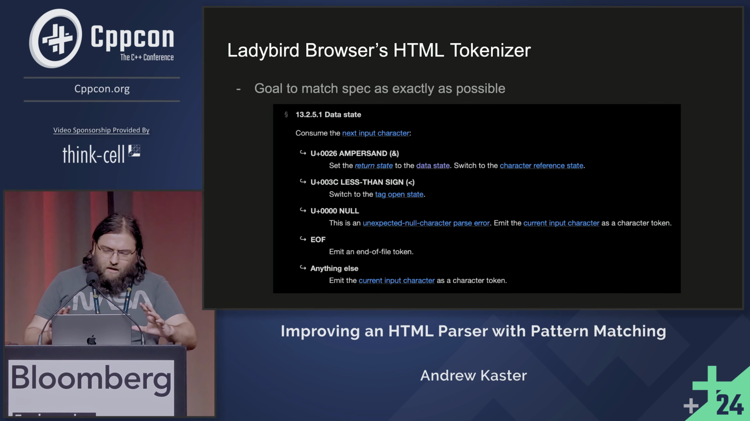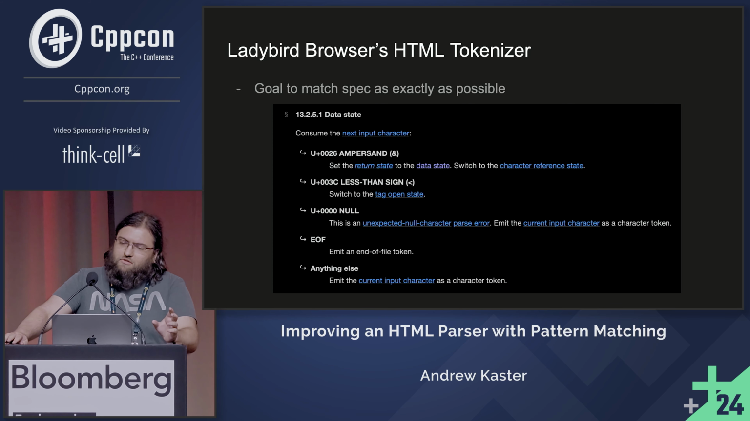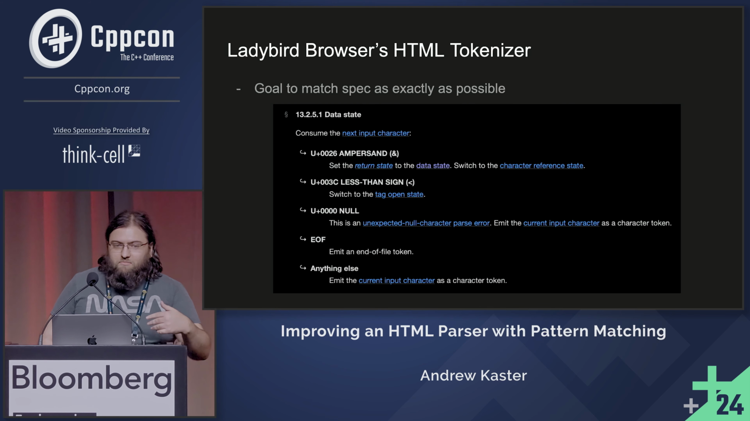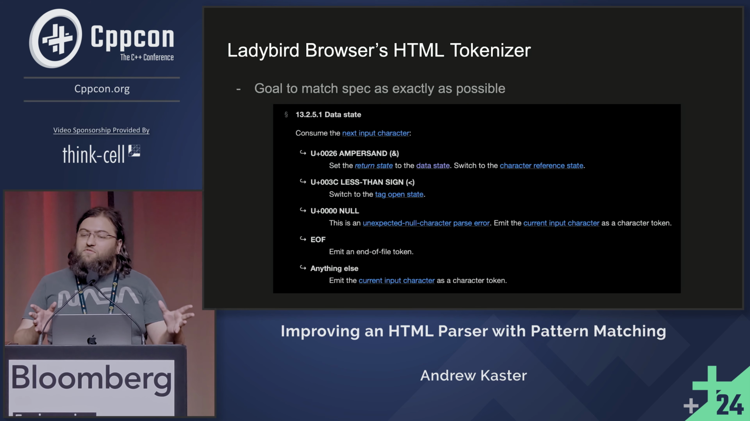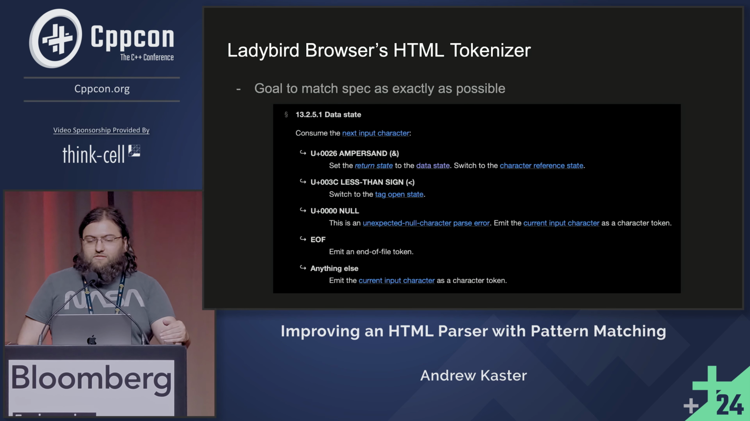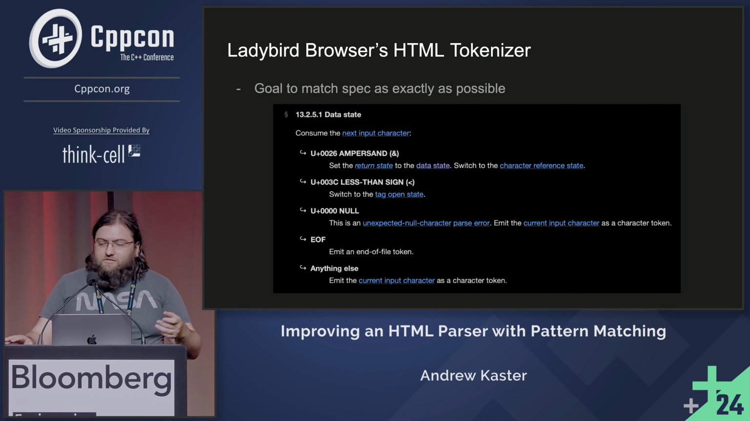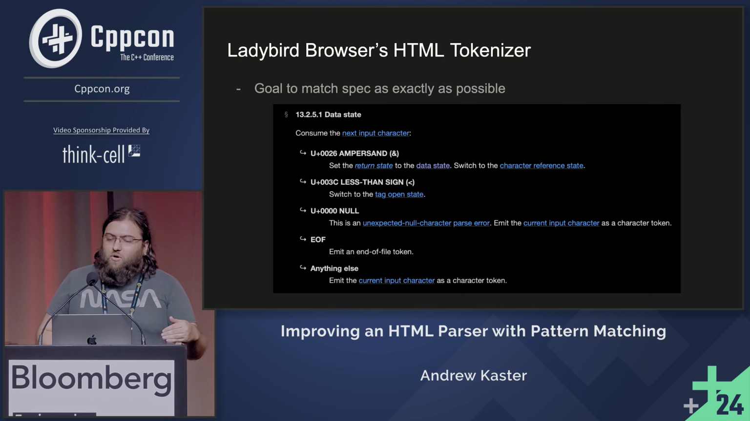But let's talk about Ladybird's HTML tokenizer. In Ladybird, our goal is to match the spec as closely as possible, because we're implementing the web specs from scratch. So we want to make sure that we're standards compliant. And this is the very first state, the data state. It says we're supposed to consume the next input character and check what it is. Is it this character? Is it that character? If it is, then either emit a parse error, or set some state and go to a different state, or emit an end of file or whatever else.